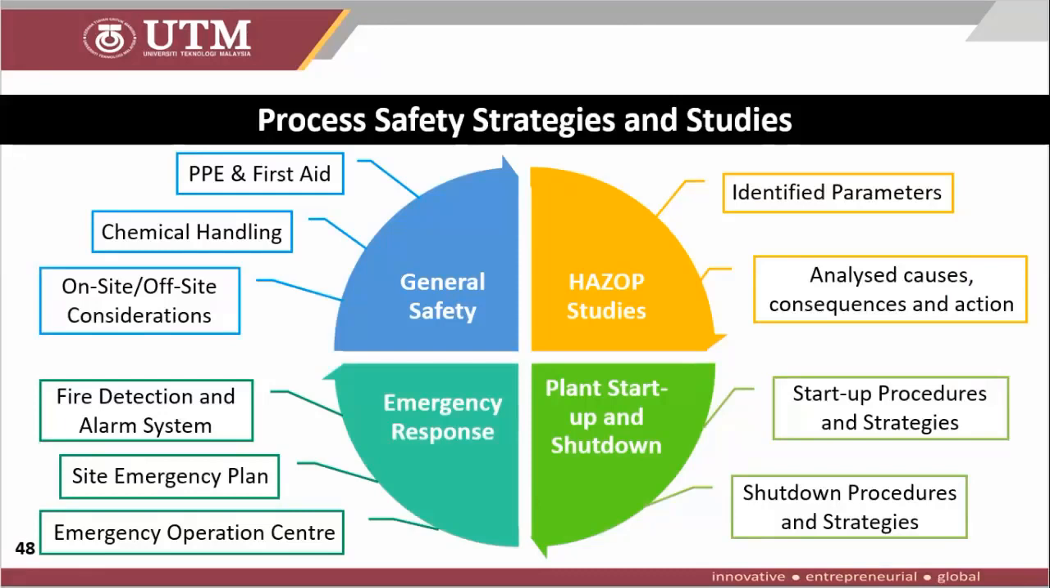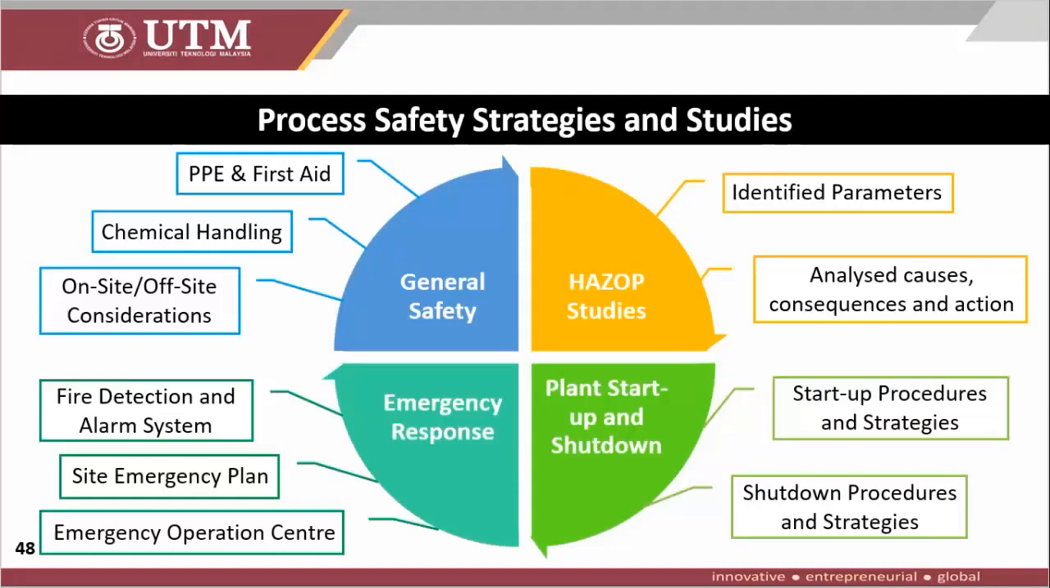For emergency response, it includes the fire detection and alarm system, site emergency plan, and the emergency operation center. The fire detection and alarm system is designed to discover a fire in its early stage, where emergency action can be taken to minimize the loss. The site emergency plan should be posted in various visible areas in order to allow smooth evacuation during any emergency incident. The emergency operation center is an area for decision makers to gather critical information, hold discussions, and coordinate effective and immediate action when facing an emergency situation.